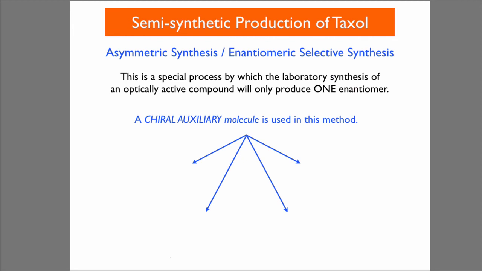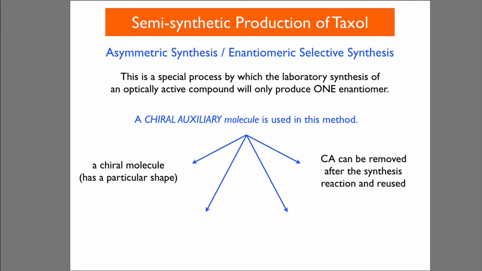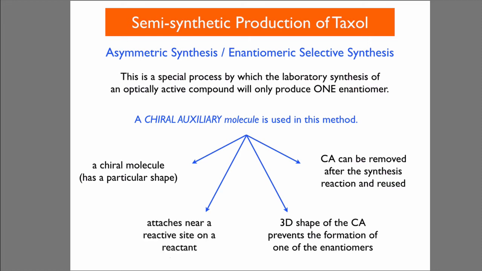Semi-synthetic production of Taxol. Asymmetric synthesis, enantiomeric selective synthesis. This is a special process by which the laboratory synthesis of an optically active compound will only produce one enantiomer. A chiral auxiliary molecule is used in this method. A chiral molecule has a particular shape, and a chiral auxiliary molecule can be removed after the synthesis reaction and reused. The 3D shape of the chiral auxiliary molecule prevents the formation of one of the enantiomers, and it attaches near a reactive site on a reactant.